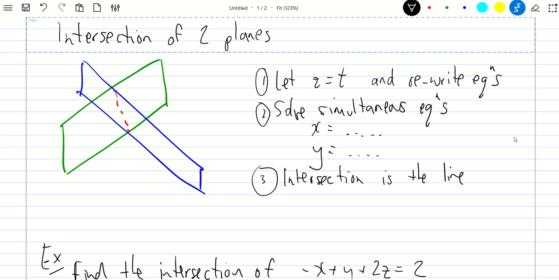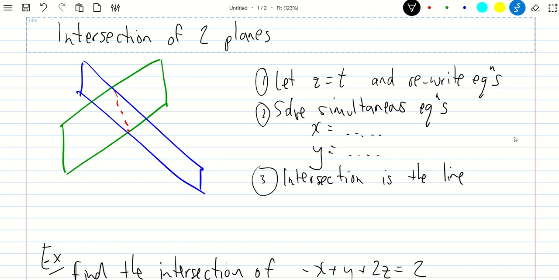Hey everyone. In this video, which is the final video for vectors, is how do you find the intersection of two planes? Now, obviously, if the two planes are parallel to each other, you're not going to have any intersection whatsoever. But if they're not parallel, then there's a few things that we can do to be able to find out where it intersects.